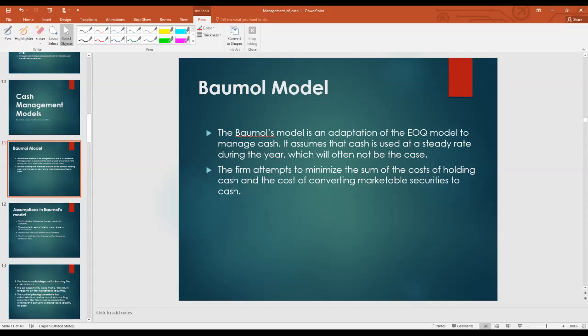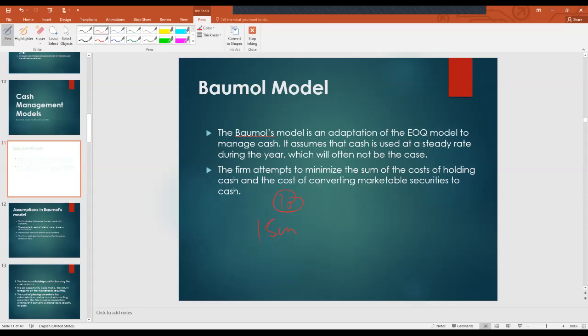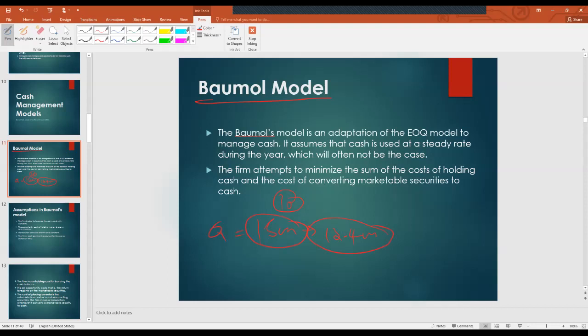If you have excess cash, let me give an example of 15 million. If in the month of October, I'm referring to the forecast we've just done, our excess cash is 12.4 million, don't invest, because if the Q proposed by the Baumol model is equal to 15 million, it is yet to reach that Q. Wait until the excess cash you have reaches the Q proposed by the model, the 15 million.